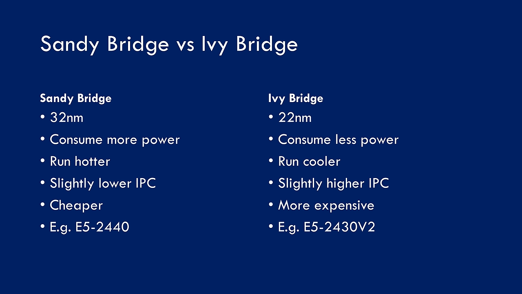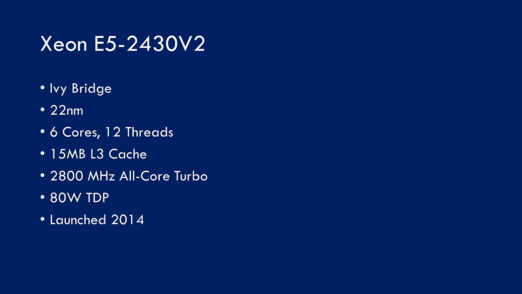They consume quite excessively more power. The TDP is a little bit misleading, and let's have a closer look at what I mean. So the 2430V2 has 6 cores, 12 threads, and a 2.8 GHz all-core turbo speed, and also a rather low TDP of only 80 watts.